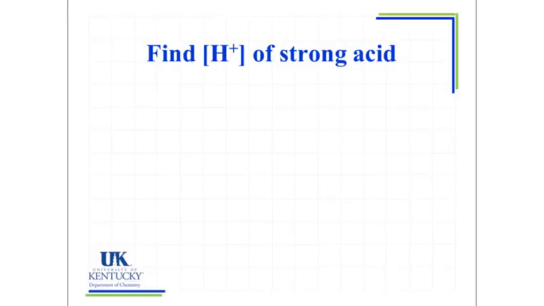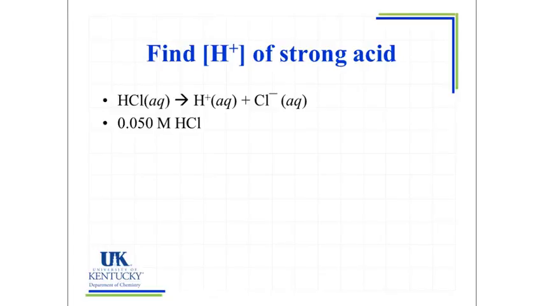Finding the H+ concentration of a strong acid is fairly easy, so finding the pH of that same solution is a straightforward process. When we look at a strong acid, we know that it is a strong electrolyte, meaning it ionizes completely. HCl goes to H+ and Cl-. If we have a solution that is 0.050 molar HCl, as in that's the concentration that we measured, then we can know that the complete dissociation or complete ionization will result in all of that HCl being converted into H+ and Cl- ions.